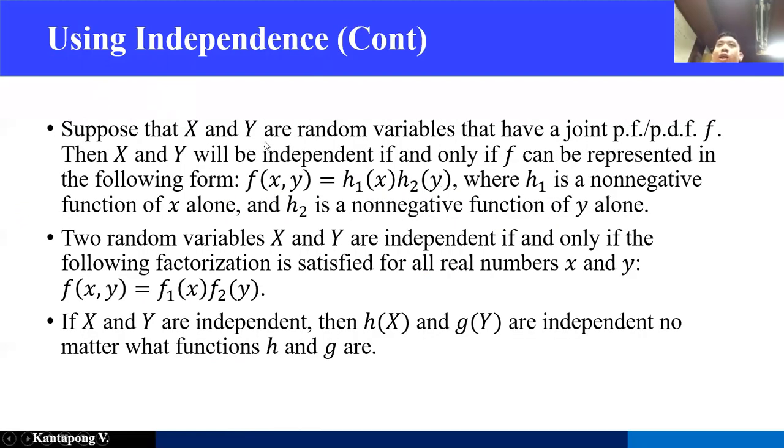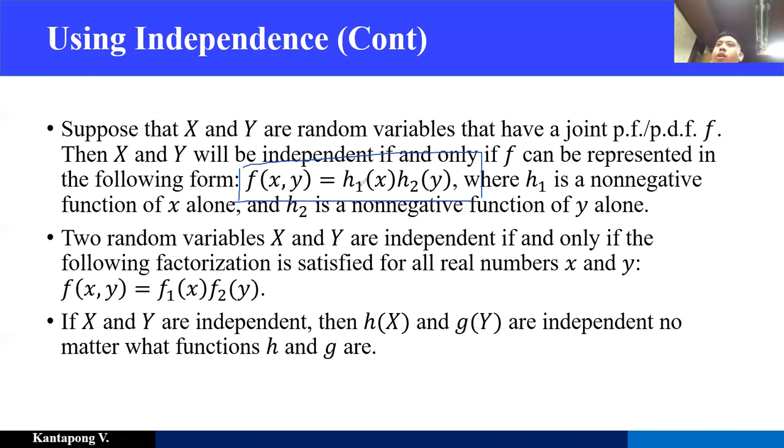Suppose that X and Y are random variables that have a joint PDF, then X and Y will be independent if and only if f can be represented in this form. We can separate f into h1 times h2, h1 a function of x, h2 a function of y. We need the proof here, but I think you can look at the proof in the textbook. It's not difficult, but I don't see the value of proving this, so I will leave you the task of doing that.